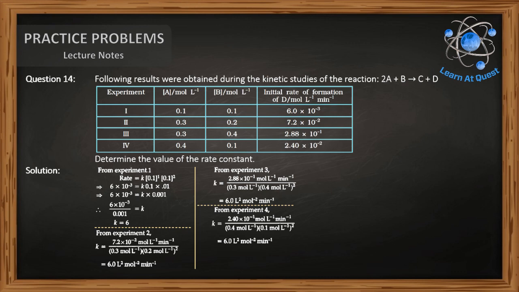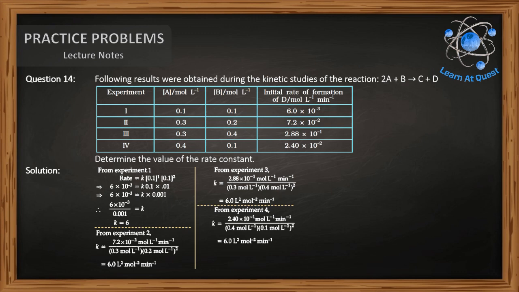Let us now obtain the same value of rate constant using the other 3 experiments. Using experiment 2, we can say rate equals K multiplied by 0.3 raised to 1 multiplied by 0.2 raised to 2. Here 0.3 is the concentration of reactant A and 0.2 is the concentration of reactant B. Substituting for the value of the formation of D in place of the rate of the reaction, which is 7.2 into 10 raised to minus 2, in experiment 2, we get the value of K equals 7.2 multiplied by 10 raised to minus 2 divided by 0.3 multiplied by 0.2, which is again equal to 6.